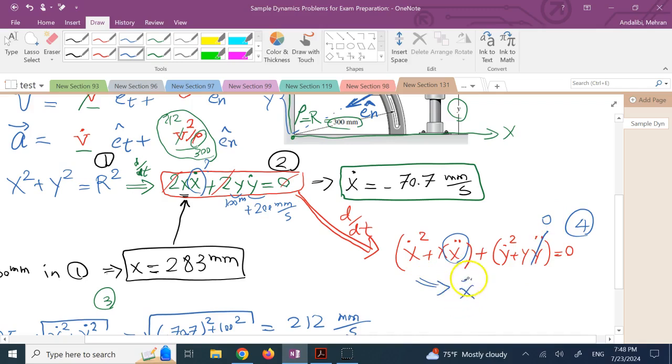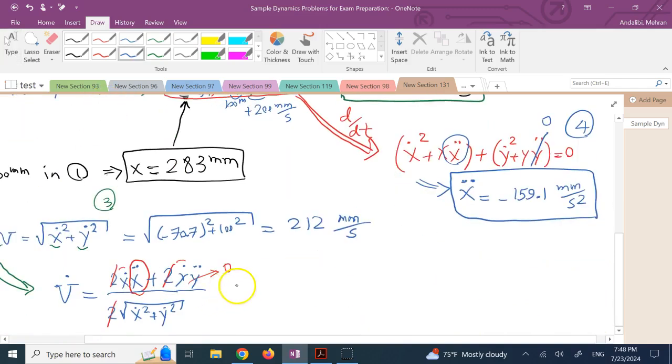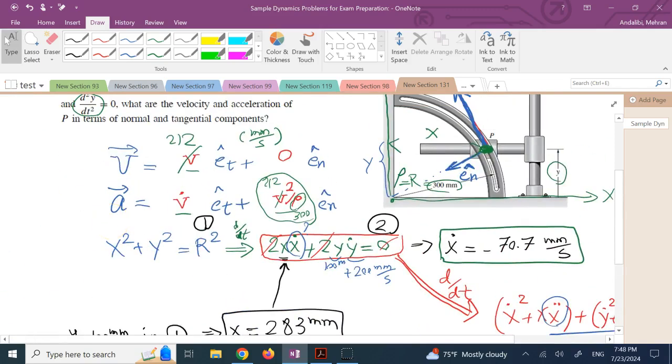then you should be able to solve for x double dot, which is going to be basically negative 159.1 millimeters per second squared. There we go. You got your x double dot. So now you can plug it here, and that should give you what? Your v dot, which basically, if you solve for v dot, this is going to be 53.0 mm per second squared. So that is your first component here, 53.